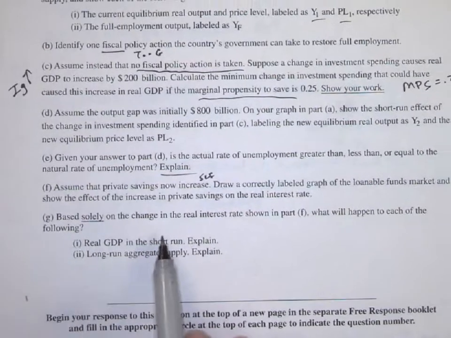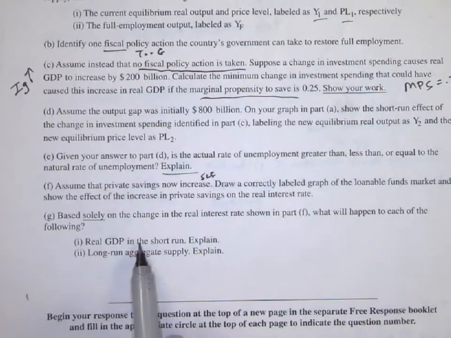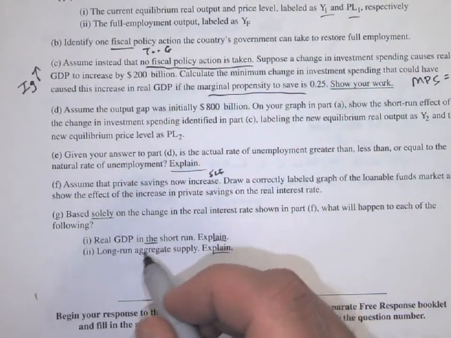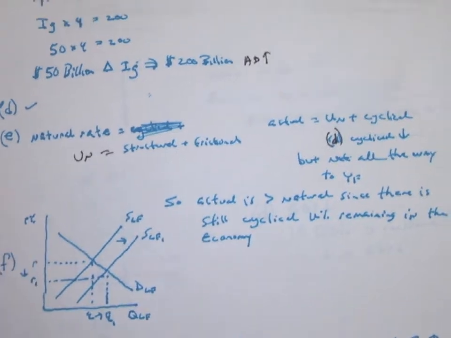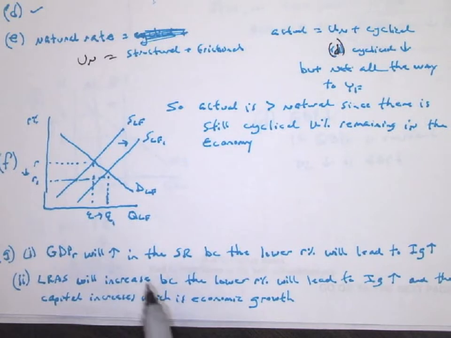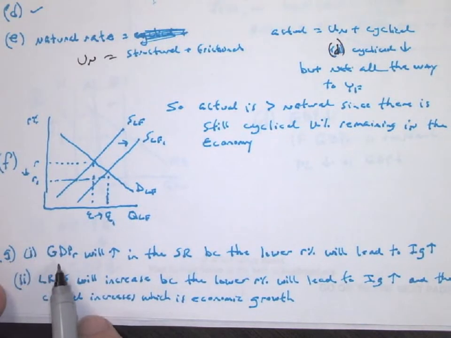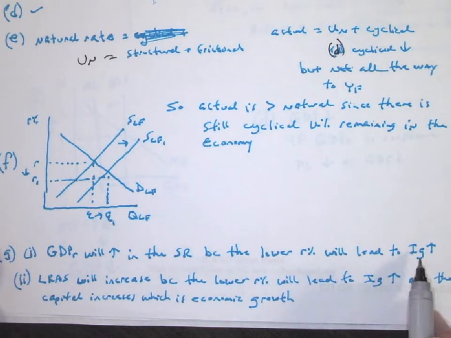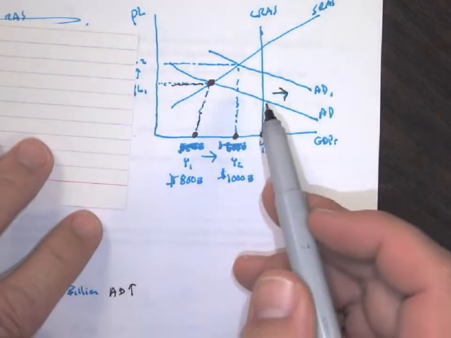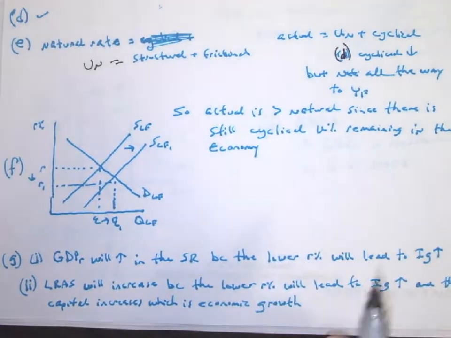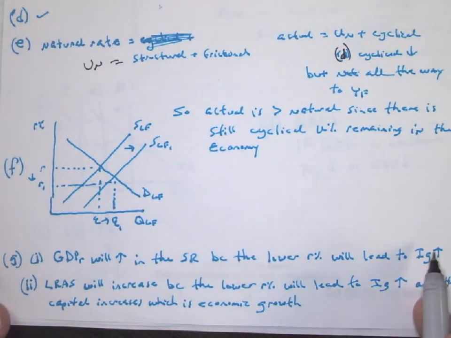Then G, based solely on the change in the real interest rate, what's going to happen to real GDP and long-run supply? Explain. Okay, now for part G, let's scoot this up a little bit. Part I right here of G, real GDP will increase in the short run because the lower real interest rate will lead to investment increasing. So I know that if investment increases, then that's part of Sig X, and that shifts aggregate demand to the right. So anytime we have low interest rates, remember, people are going to borrow, they're going to buy stuff. Okay? And usually when they borrow, they buy capital goods.